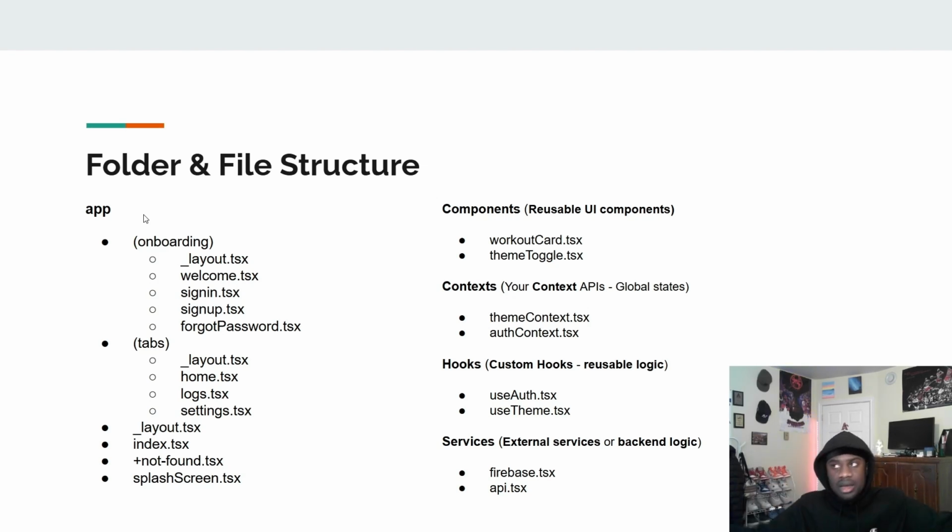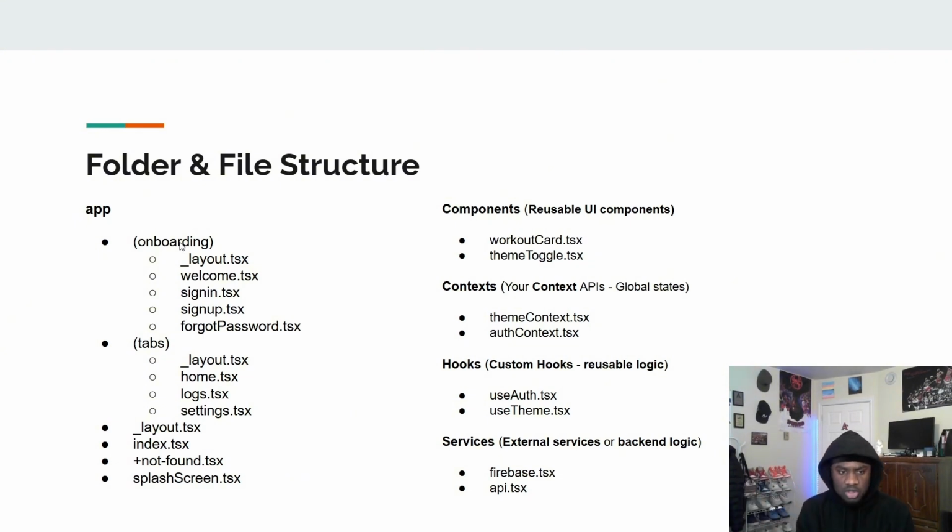So if you're creating a budgeting app, you can follow the same structure and just switch things around that you think you're going to need. The app folder is where all your screens are, and then as you can see under it, you have the onboarding folder. This onboarding folder is where all your pre-authentication screens are going to be.